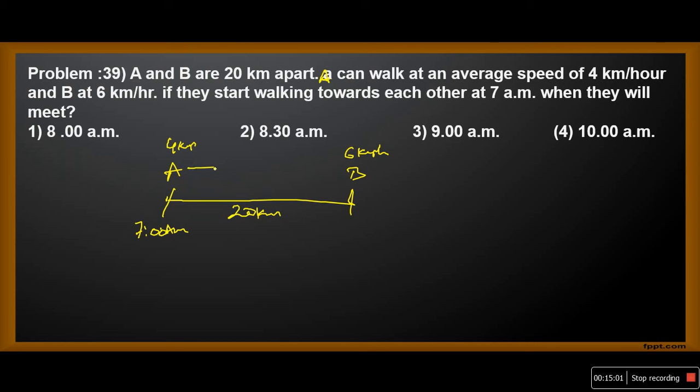Now when two objects are traveling towards each other, it means they're traveling in opposite directions. The relative speed is the sum of their individual speeds. Okay. Now what is the distance they have to cover? 20 kilometers. So 20 by 10, distance by speed. We are taking relative speed because both are traveling in opposite directions, so I am adding. Relative speed is plus. 6 plus 4 is 10. 20 by 10 is nothing but 2 hours. 2 hours from 7 a.m. Simply the answer is 9 a.m. Option 3.